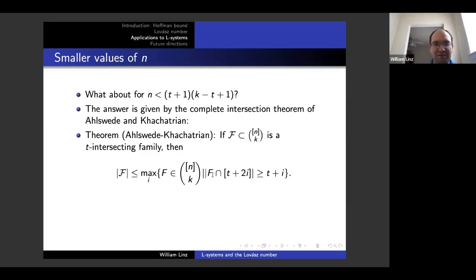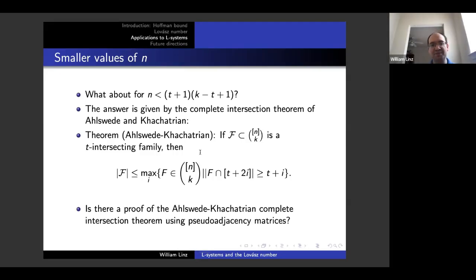What got me first interested in these questions was thinking about whether we could give an algebraic proof of the Ahlswede-Khachatrian theorem. Along the lines of what Wilson was doing, constructing a suitable pseudo-adjacency matrix, would it be possible to come up with some very clever pseudo-adjacency matrix which would imply this result of Ahlswede and Khachatrian? The original proof was combinatorial in nature.